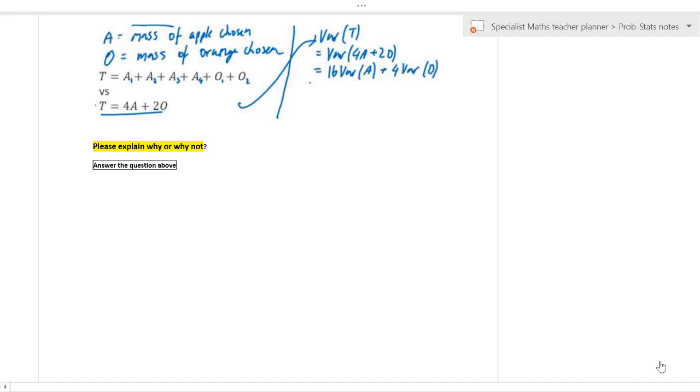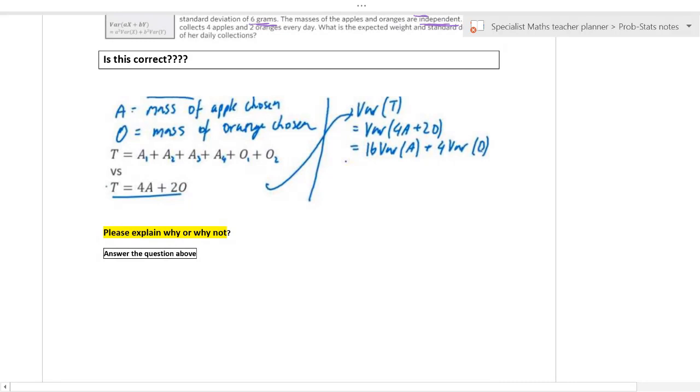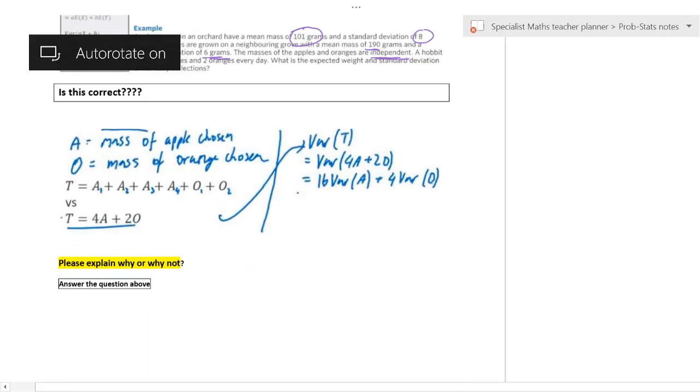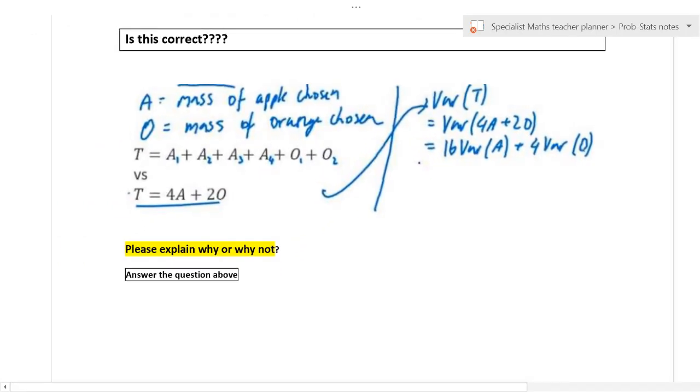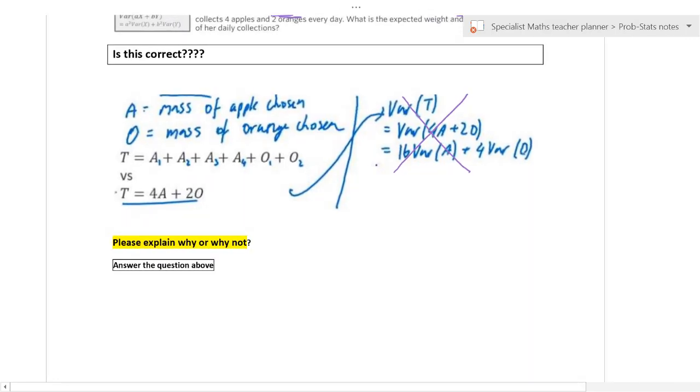Okay, so the answer is, this is actually incorrect. The reason is that each one of these apples is its own unique apple. So this is incorrect, and it's one of the harder concepts to go through. So really what we're looking at is that T is equal to 4A plus 2O. We don't want that.